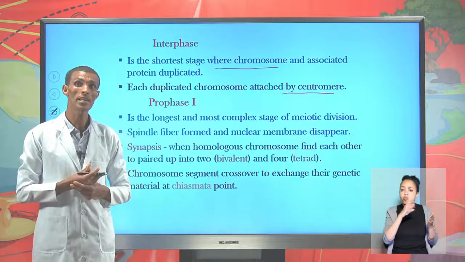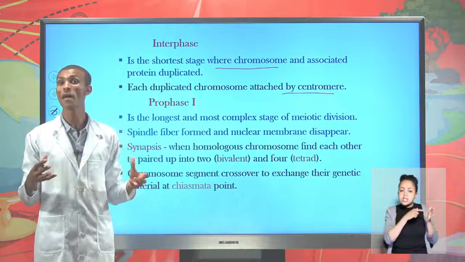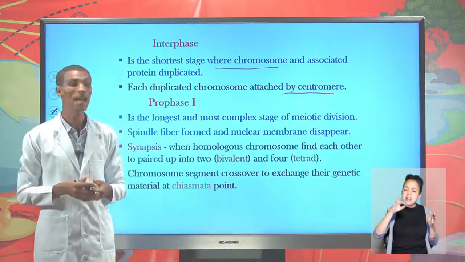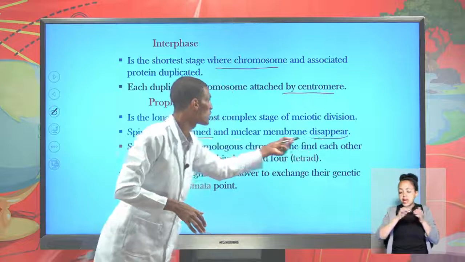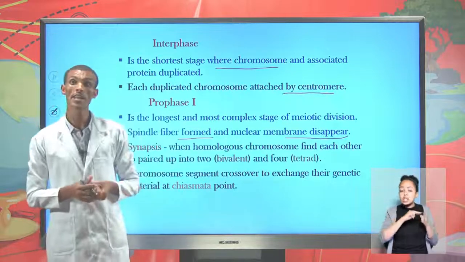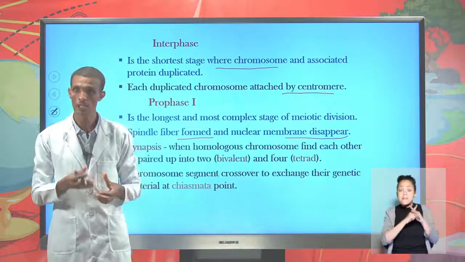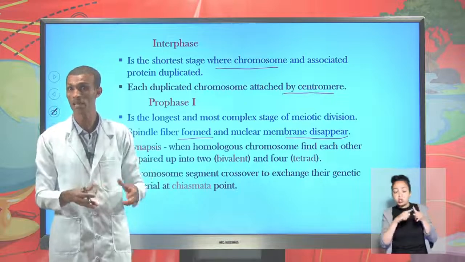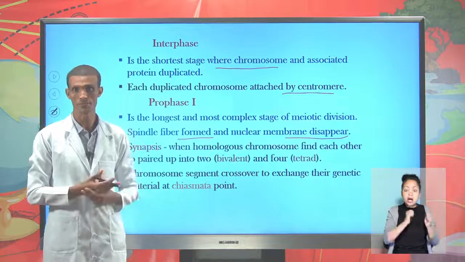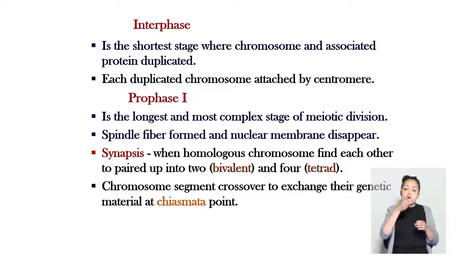During this phase, spindle fibers form and the nuclear membrane disappears. The disappearance of the nuclear membrane and the appearance of spindle fibers, which can move the homologous pair from one area of the cell to another, takes place here. Homologous chromosomes synapse with each other.